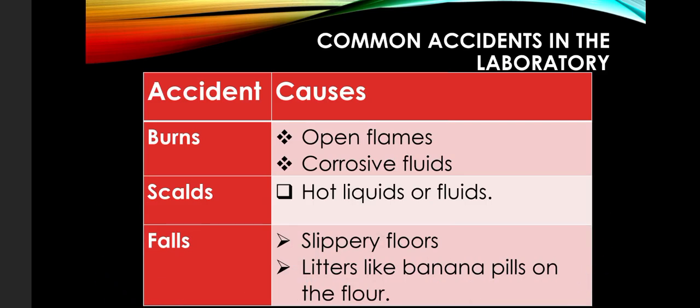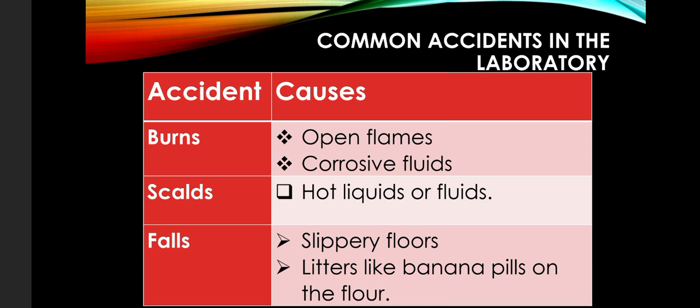Learners, again, I want you to understand that these materials that we are calling hazardous or dangerous in nature can cause accidents if you are not careful when you are using them in the lab. Examples of accidents that can occur in the lab, we have number 1, burns, number 2, scalds, and number 3, falls. Burns are normally caused by open flames. They can also be caused by corrosive fluids. Scalds, on the other hand, are normally caused by hot liquids or hot fluids.